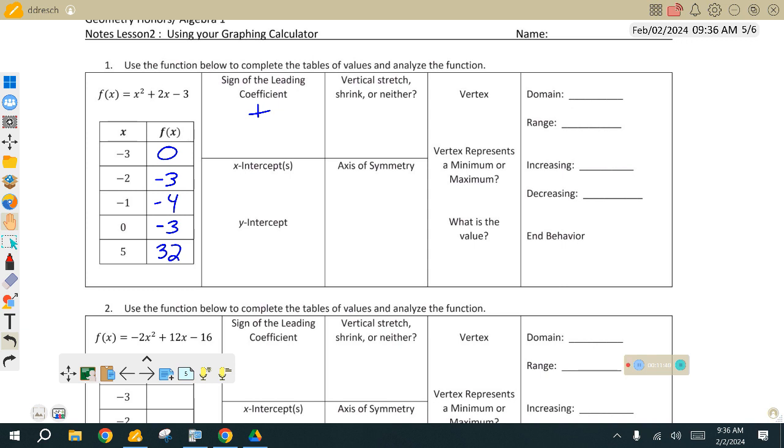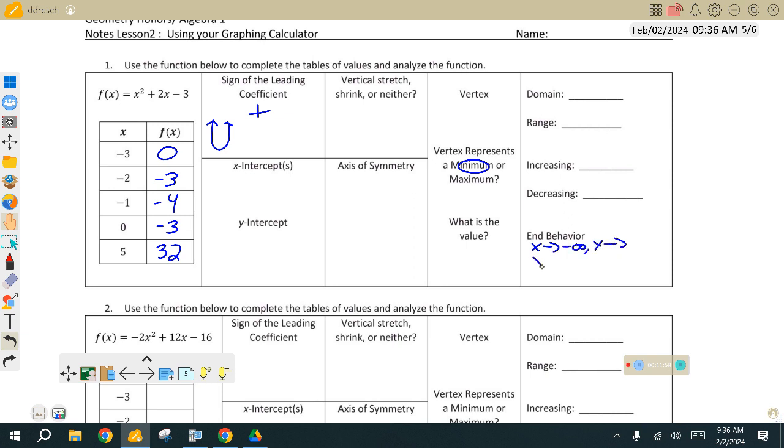Max or min, right? It's a min. Once I realize it's a positive, I'm going to go ahead and just draw maybe an itty bitty graph of what I may expect. That's what I'm expecting. What else does that do for me? It gets me my end behavior already.